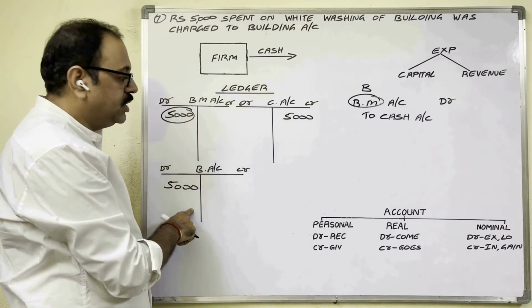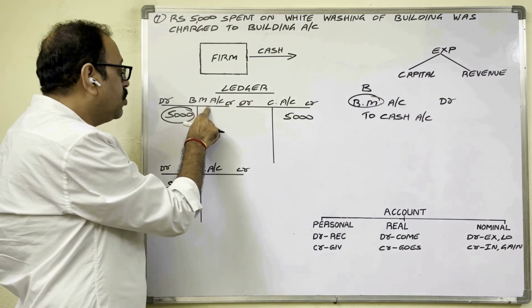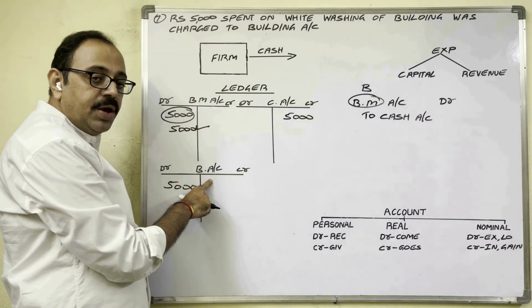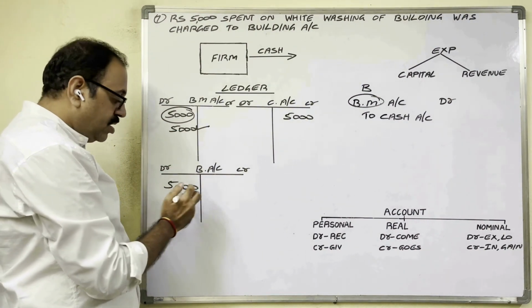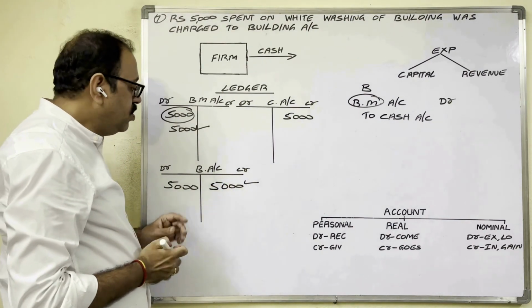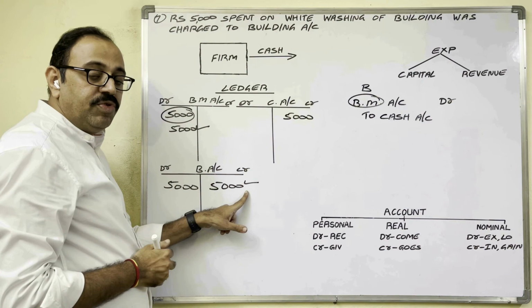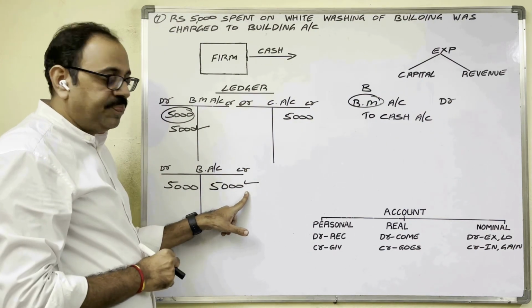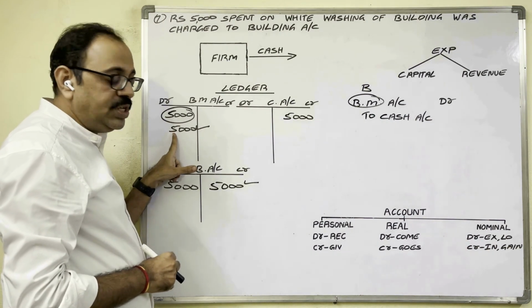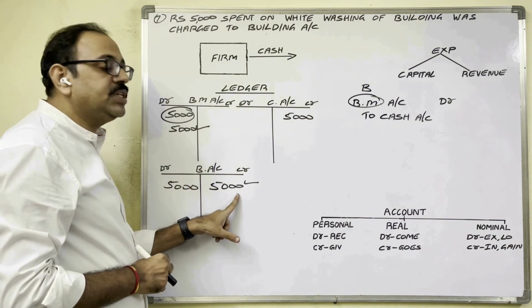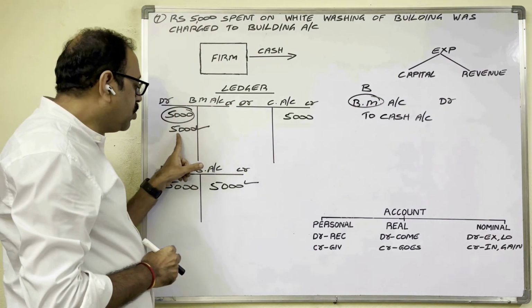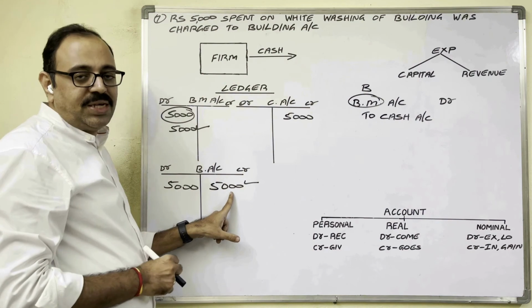Rectify these two errors. In building maintenance account, we need 5,000 on the debit side. In building account, we should cancel this 5,000 by crediting. Now, based on these answers, we frame the rectification entry. In building maintenance account debit side, we post 5,000. In building account credit side, we post this 5,000. So the entry is building maintenance account debtor to building account.